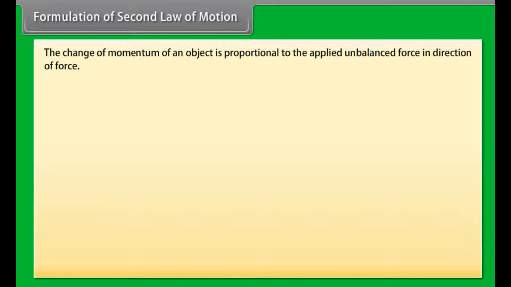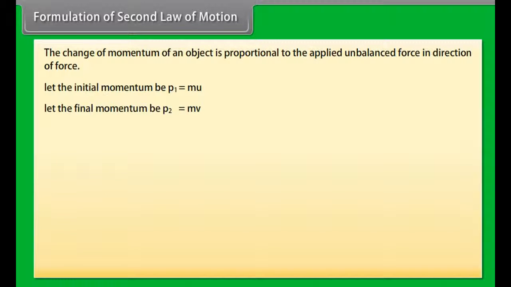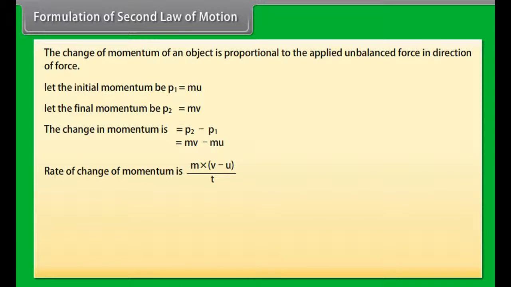P is equal to m into v, where P is momentum, m is the mass of the body, v is the velocity of the body. The SI unit is kilogram meters per second. Hence, the combined effect of mass and velocity is called momentum. It is a vector quantity. The change of momentum of an object is proportional to the applied unbalanced force in the direction of force.